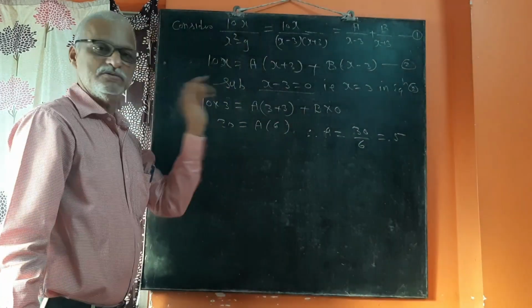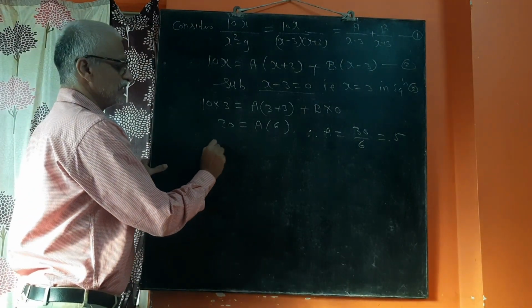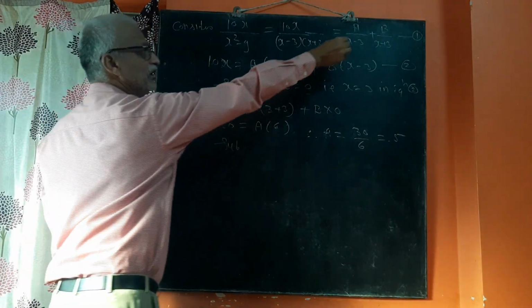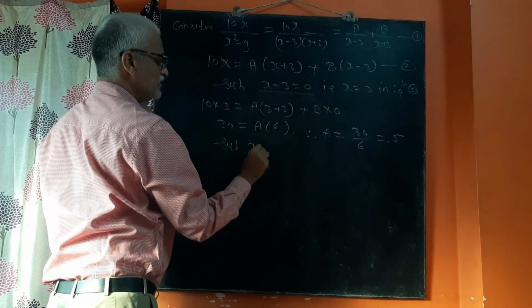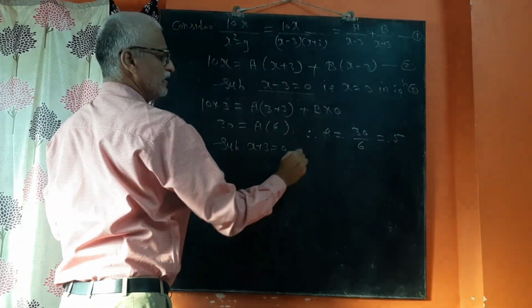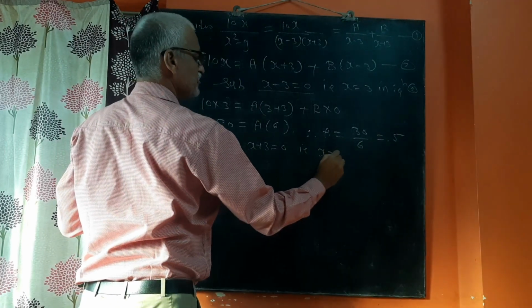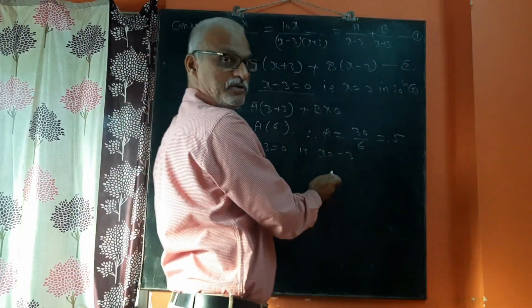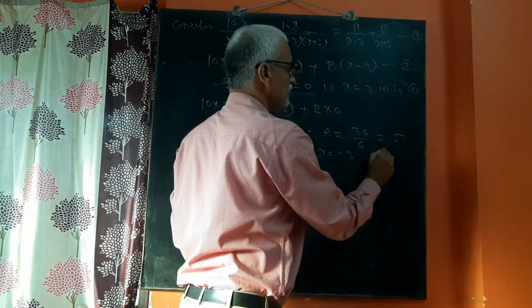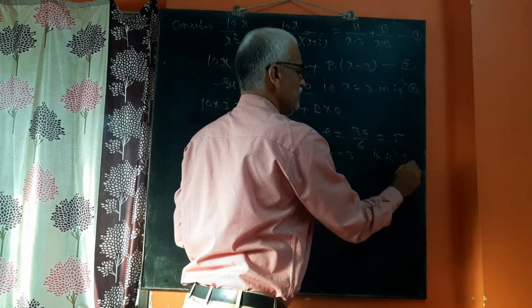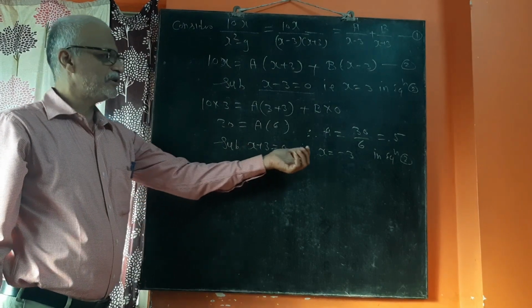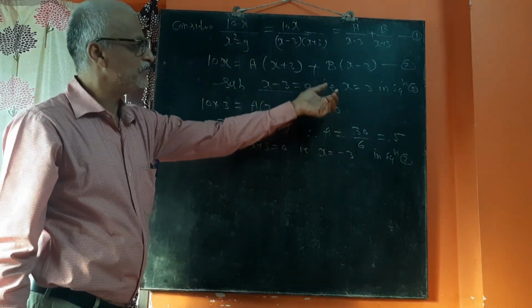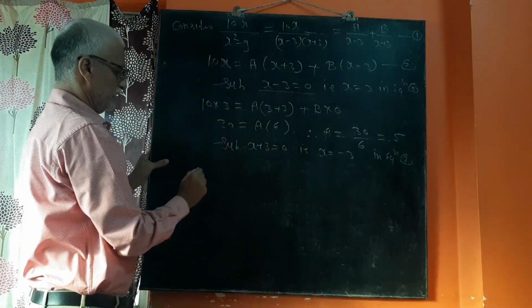Then the second substitution: substitute the denominator of B. The denominator of B is x + 3. x + 3 = 0, that is x = −3. We substitute it in equation 2. Substituting x + 3 = 0, that means x = −3, in equation 2, we get 10 into −3.